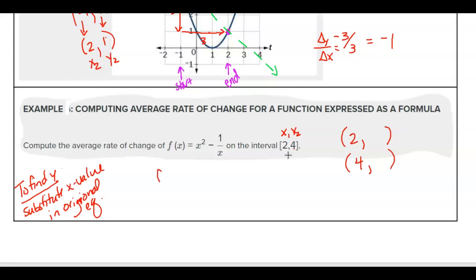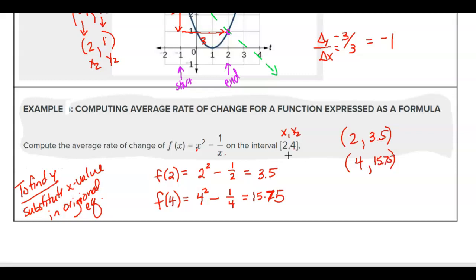So if I want to plug in 2, that would be our notation. That's just function notation. We would get 2 squared. Everywhere I see an x, I'm going to put in a 2. So if I plug that in, I'd have 4 minus a half, and you can write a decimal. So 3.5. And then I'm going to plug in 4. So 4 squared minus 1 divided by 4. And once again, you can write the decimal. So 16 minus 1/4 is 15.75. There's a point there.